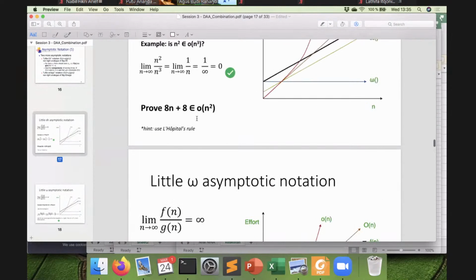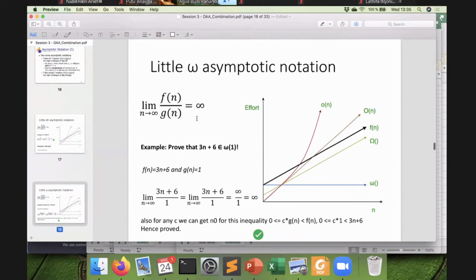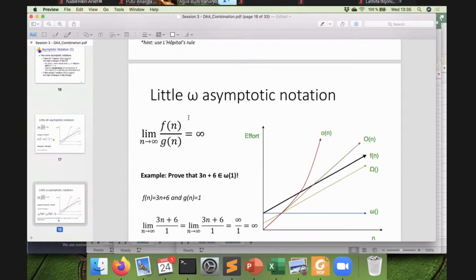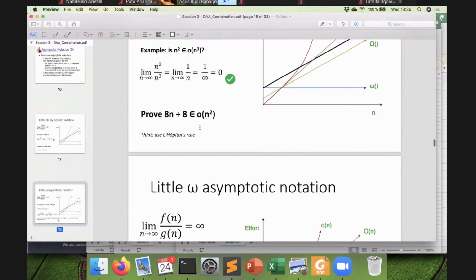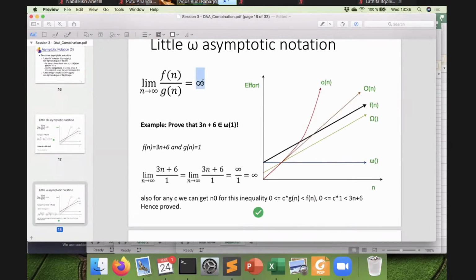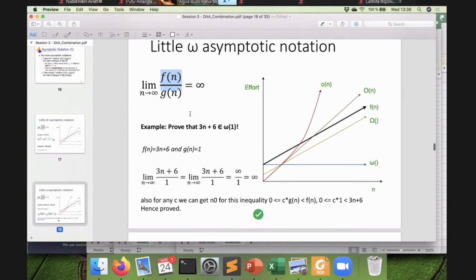And this one is little omega asymptotic notation. As you can see over here, while the limit as n goes to infinity, for little o it will be 0, and here it has to be infinity. So that's it, like the inverse of the little o. Prove that 3n plus 6 is an element of little omega of 1.